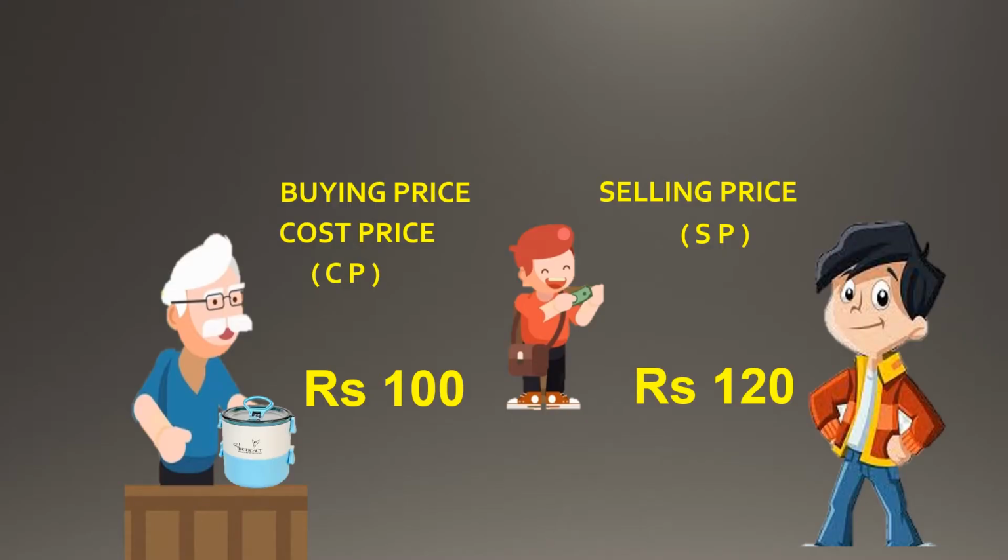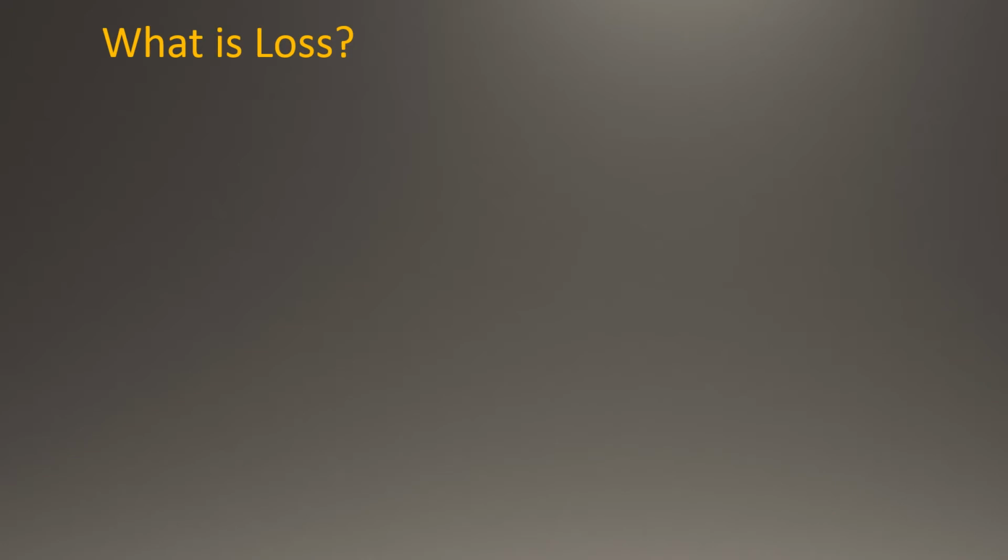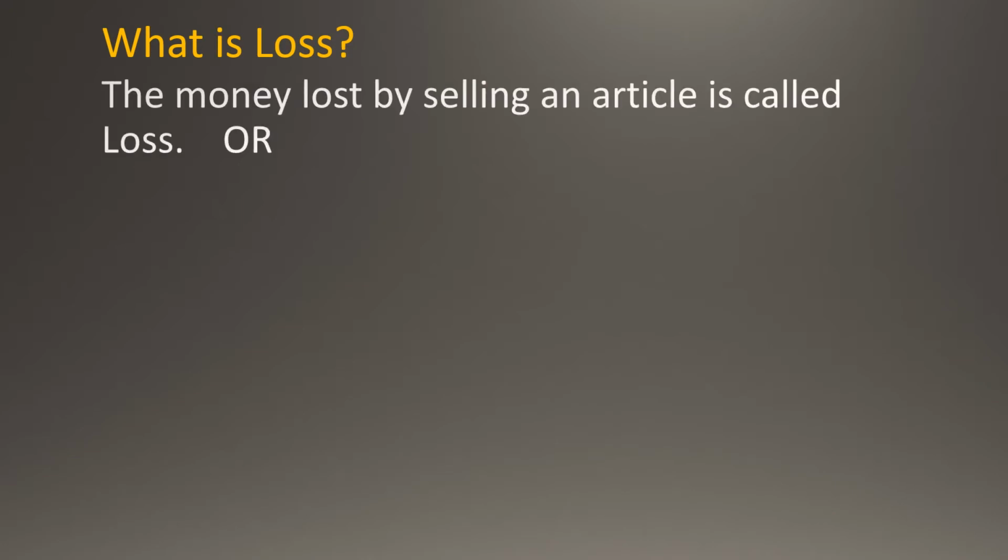But if Vedant sold a lunchbox for rupees 90, so the cost price of lunchbox is rupees 100 and the selling price of lunchbox is rupees 90. That means Vedant suffered a loss of rupees 10. So what is loss? The money lost by selling an article is called loss.